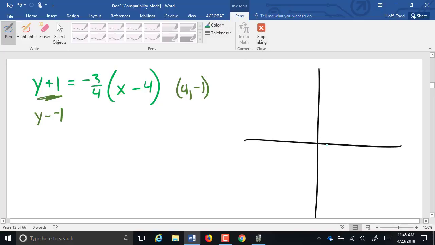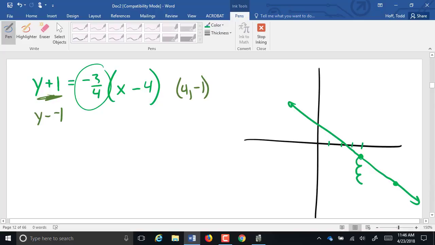So to graph this, it starts out at 1, 2, 3, 4 for x, negative 1 for y. That is the first point on this line. And then the slope being negative 3/4, from that point we go down 3 over 1, 2, 3, 4. There is our second point on the line, and we can draw our line through there.